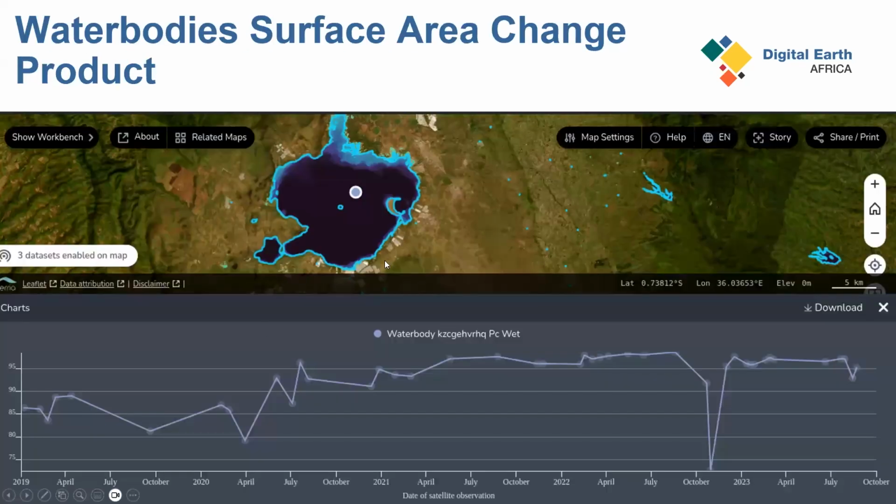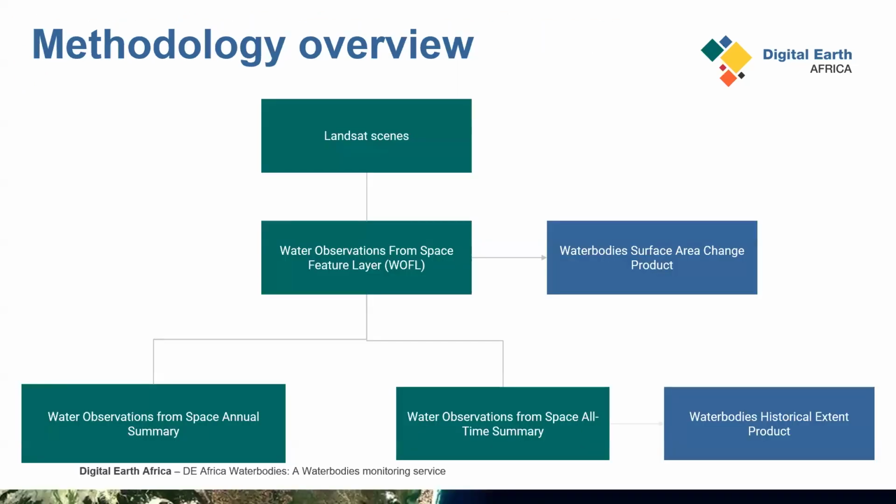So as you can see, this is the surface area change for that particular water body. On the top is the extent, and below it is the graph of that particular water body over a period of time. During the live demo, we will go through and you will see how these things are generated on the map interface, so you can know how the water body has been mapped throughout the period.